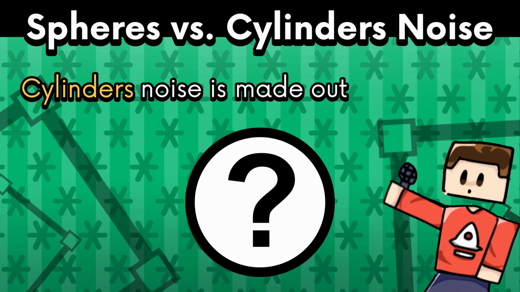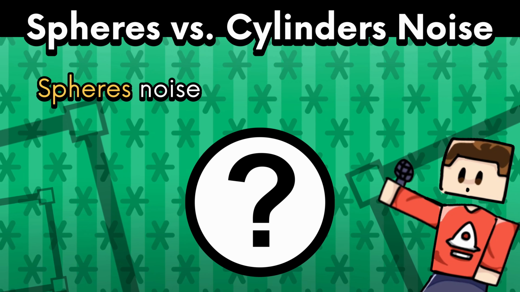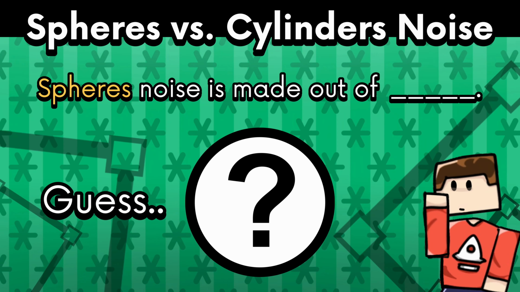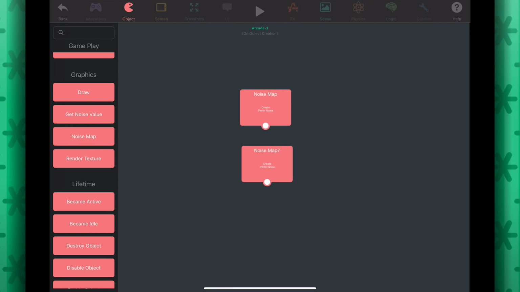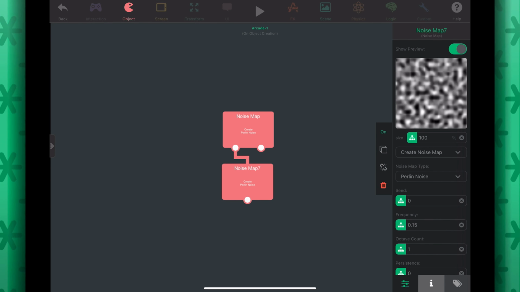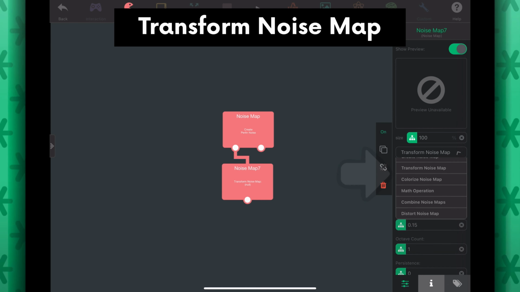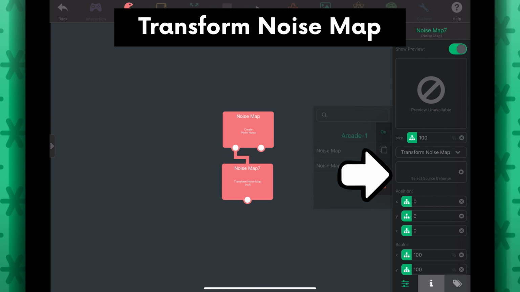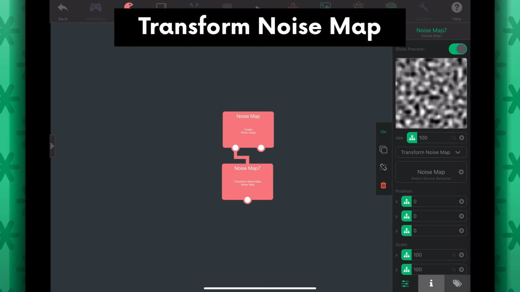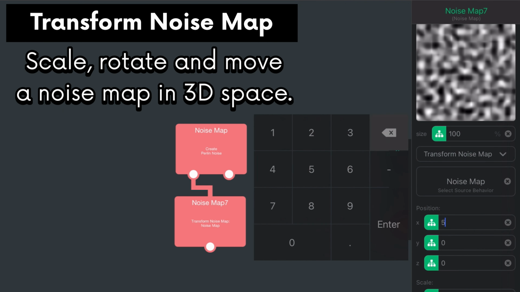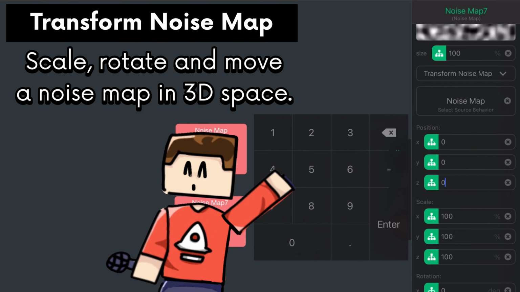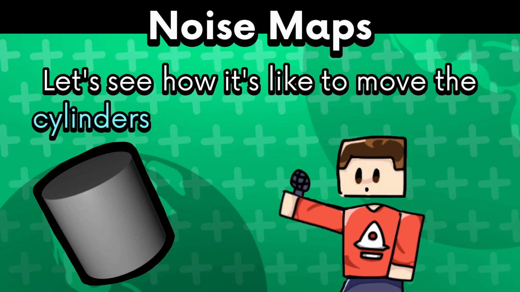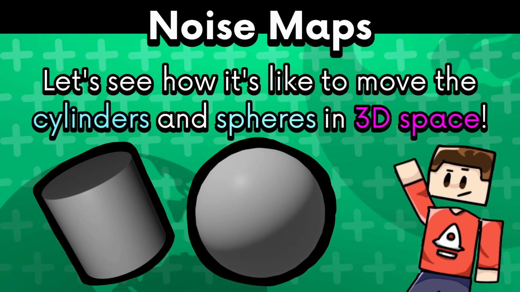Cylinder's noise is made out of cylinders, and sphere's noise is made out of, guess? Spheres. Let's get another noise map behavior, and in this one, let's transform the original noise map. Here, select the noise map you want to transform. Then you can scale, rotate, and move the noise map in 3D space.